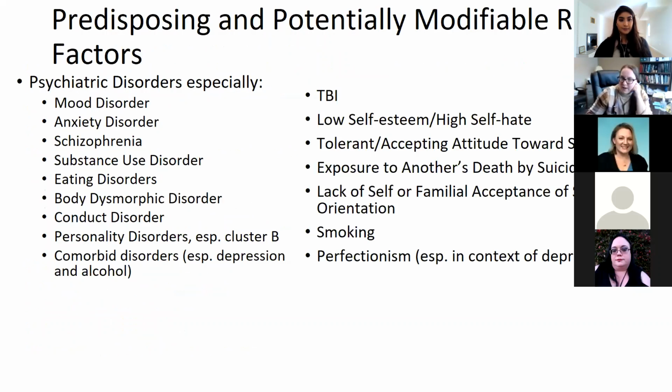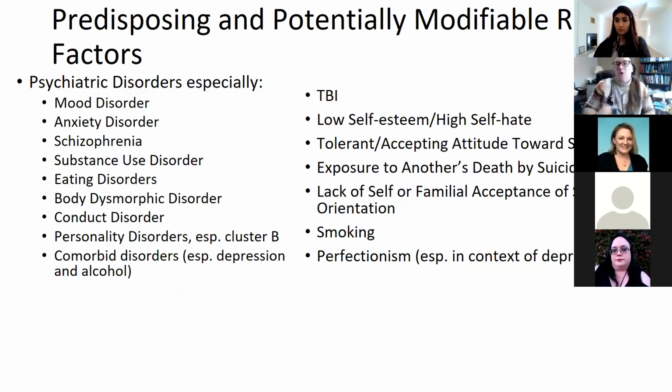Let's look at more risk factors. These ones are called predisposing and potentially modifiable. Also could think of these as dynamic risk factors, meaning these are things that are important to think about and they're current, present, but they're modifiable, right? We can treat a mood disorder through therapy, through medication. We can treat schizophrenia. We can treat a personality disorder.